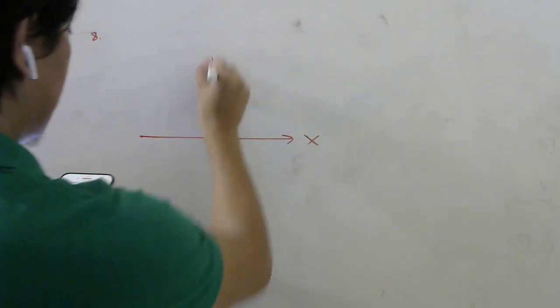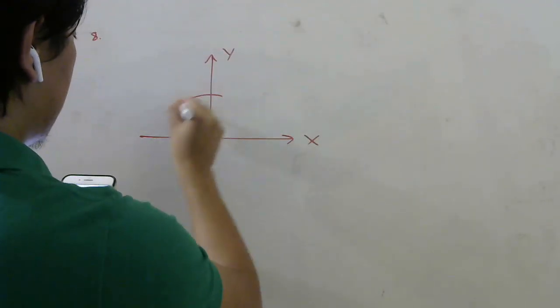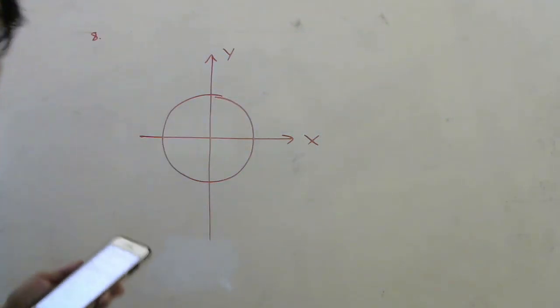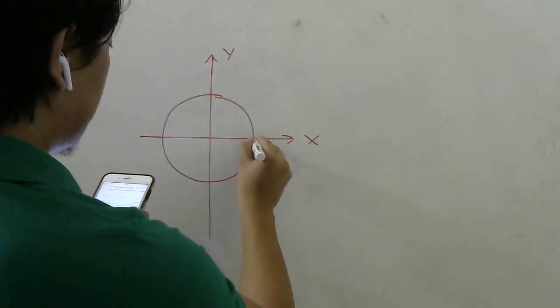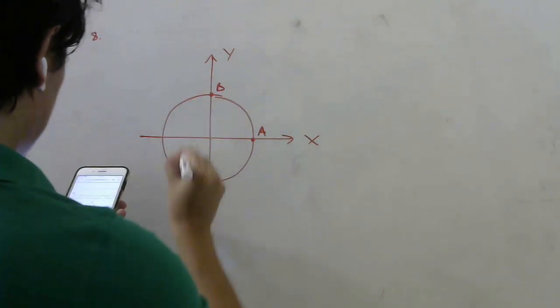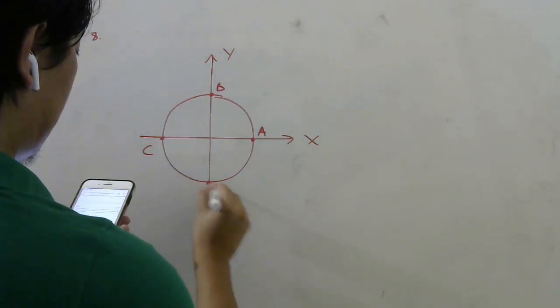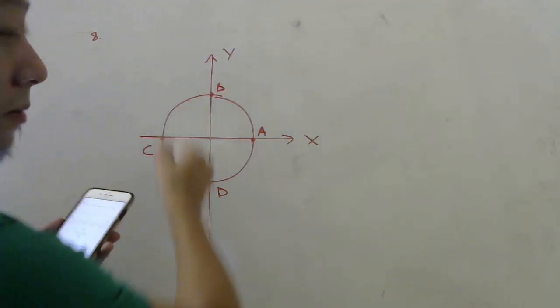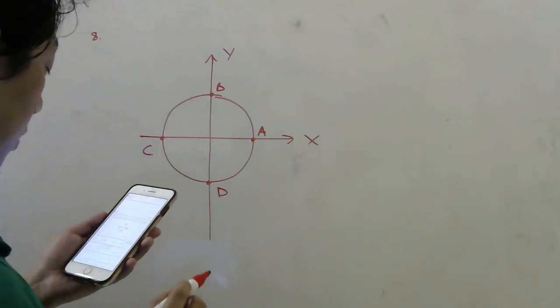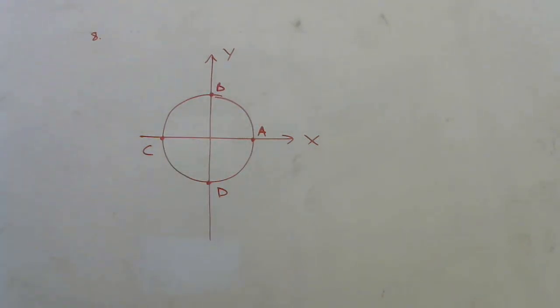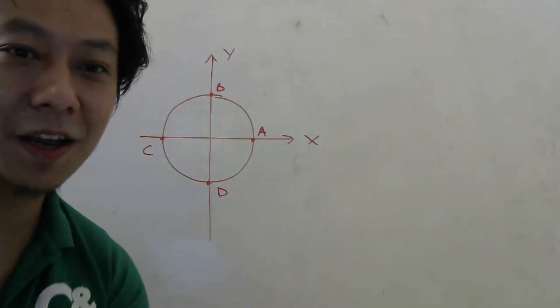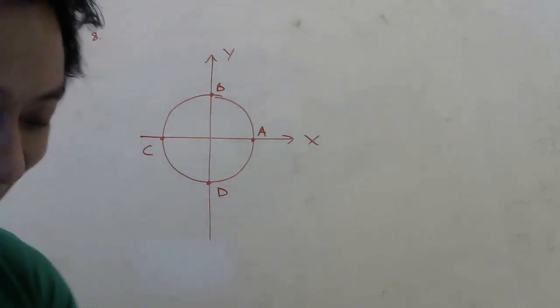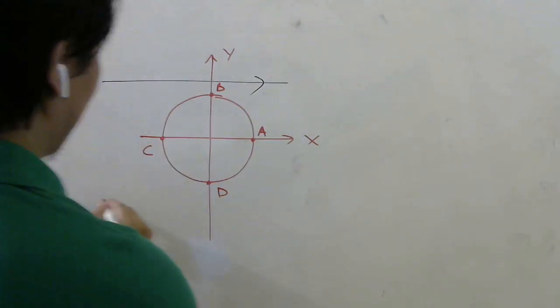So for question number 8, this is your x axis, this is your y axis, and they have drawn a circle with center as the origin. This point is A, this point is B, this point is C, this point is D. Out of the points on the periphery, at which point is potential minimum, they are asking. Very simple question, students, because they have already told us the electric field is directed along x-axis. So the electric field is along x-axis like this, uniform electric field.